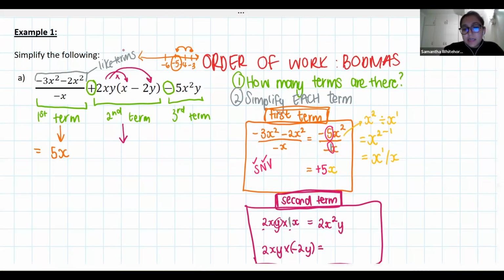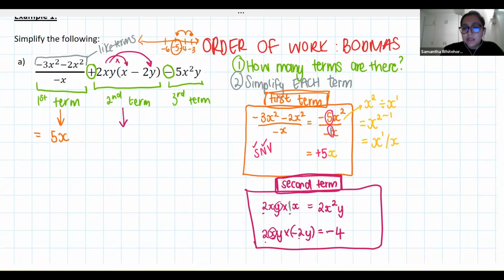If I look at my second distribution, positive times a negative is a negative. 2 times 2 is 4. x is all by itself. It's got no one to multiply with, so it just stays x. But the y's, we've got y times y, giving me y squared. So my second term is simplifying to positive 2x squared y minus 4xy squared.